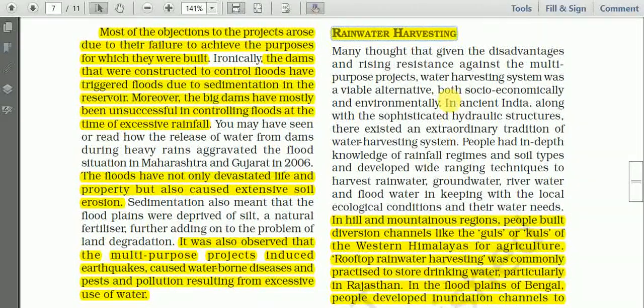Collection and storing of rainwater for future use, that is what we call rainwater harvesting. And this is another important measure for conserving and managing water resources. We can say this is an alternative. Rainwater harvesting is an alternative to the construction of dams. But actually it cannot be exactly an alternative, because a dam has so many purposes.